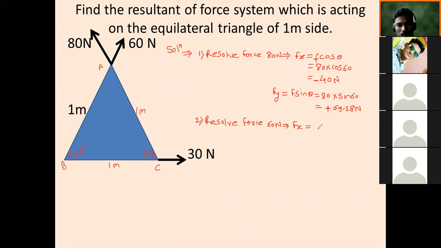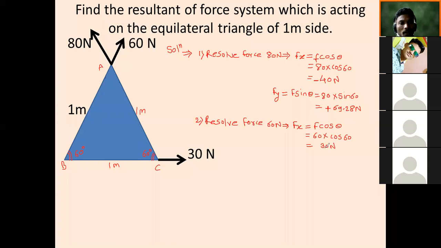What formula will become for the 60 Newton force for the x component? Fx is equal to F cos theta. What is the value of F? 60 Newton. What is the value of theta? Cos 60. Calculate now. 60 into cos 60 is 30.